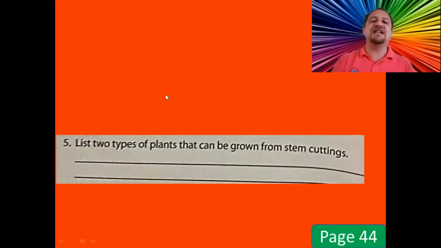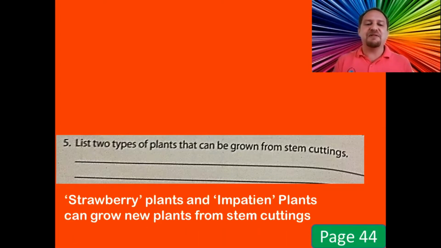Question 5, list 2 types of plant that can be grown from stem cuttings. Again, if you look on page 44 in your textbook, you'll find the answer. I should have had pictures up, but strawberry plants and impatient plants can grow new plants from stem cuttings. Okay, if you look at page 44 in your textbook, you can see 2 pictures, one of the strawberry plant and one of the impatient plant.